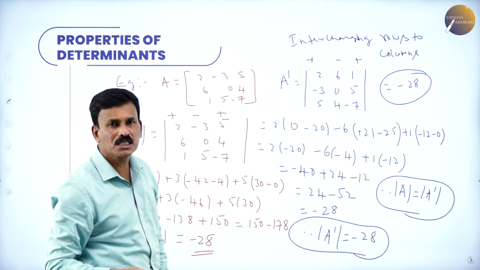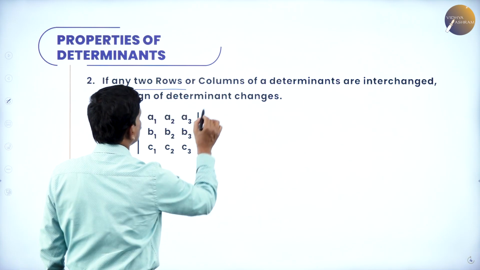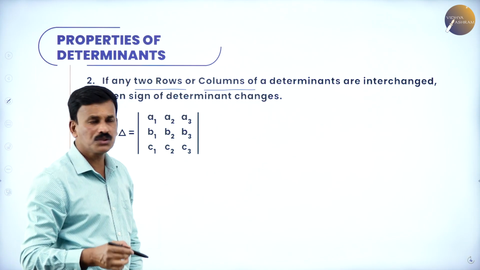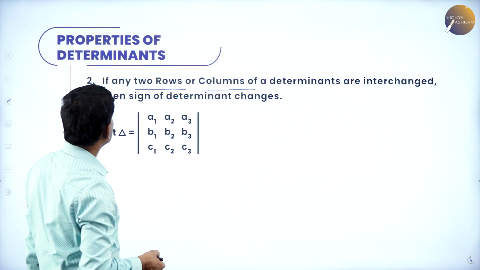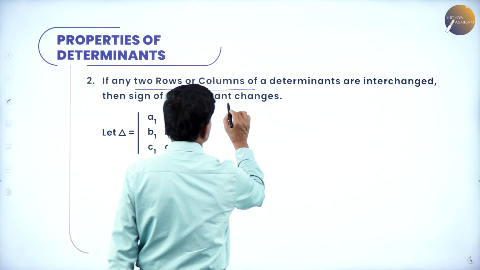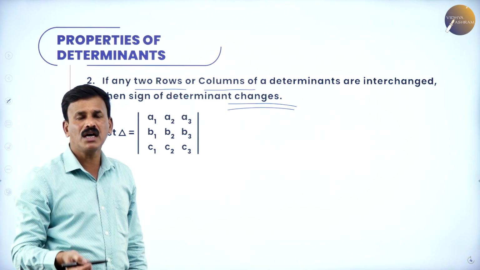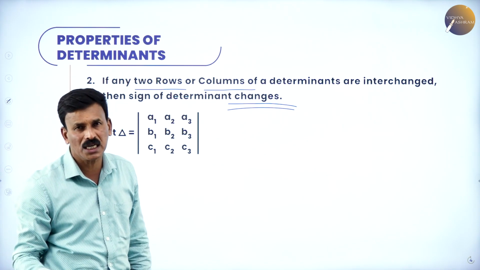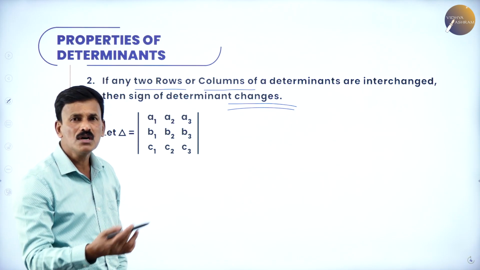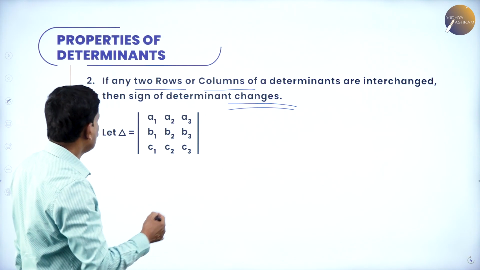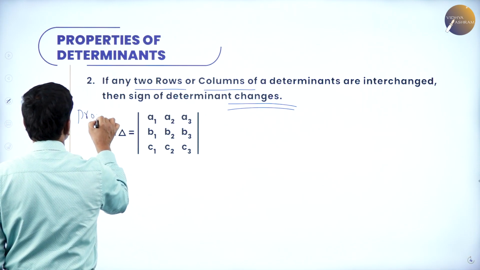Now let us come to the next property. Property number 2. If two rows or two columns of a determinant are interchanged, then the determinant changes in sign. If two rows or two columns are interchanged, the value of a determinant changes in its sign. So a positive value converts to negative or a negative value converts to positive. Now let us verify. Let us take an example. Now let us come to the proof.